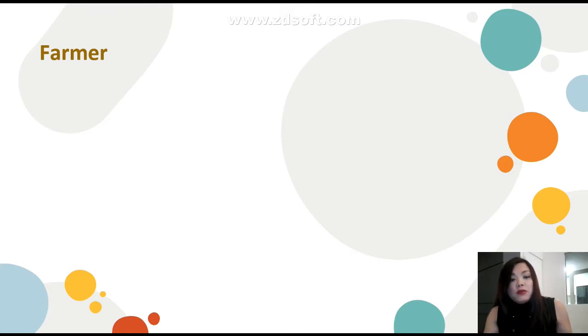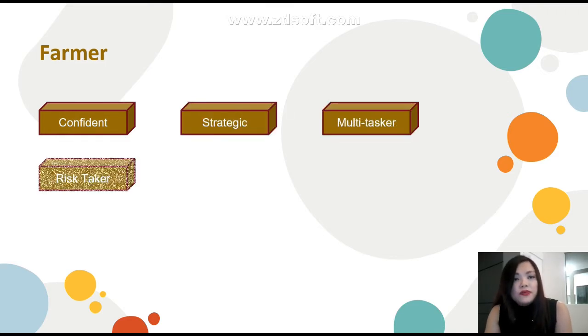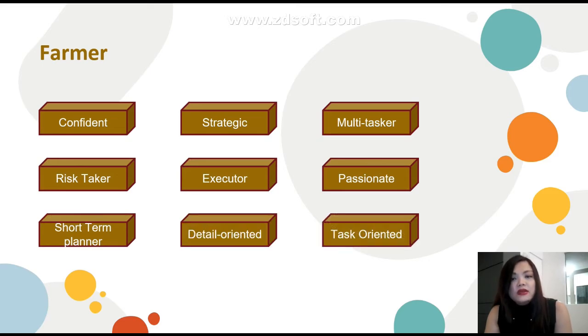If you are watching my video, you will understand whether you are a sales leader or a salesperson. Be honest with yourself whether you are really suitable, whether you are hiring the right salesperson. So what are the 9 characteristics? One is confident, strategic, multitasker, risk taker, executor, passionate, short-term planner, detail-oriented, task-oriented.